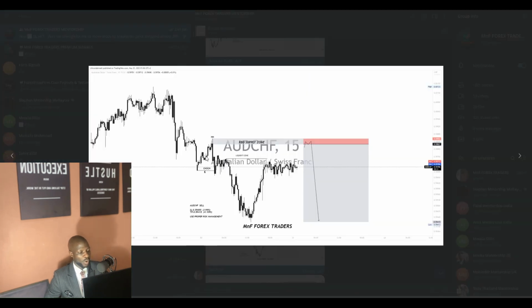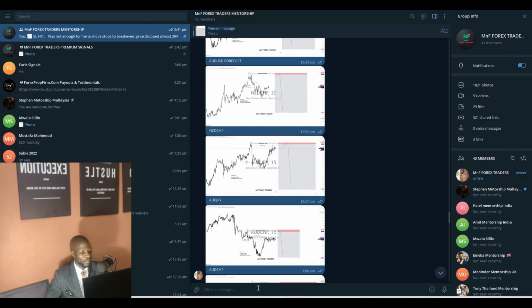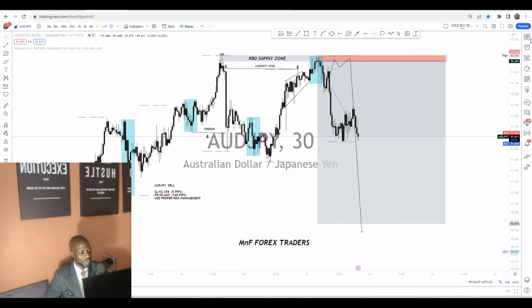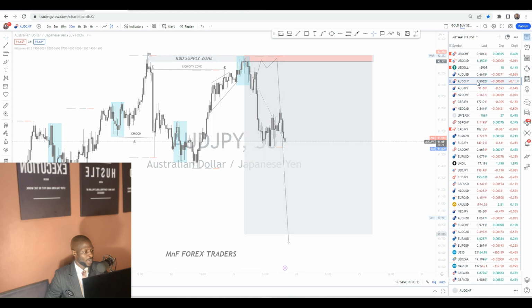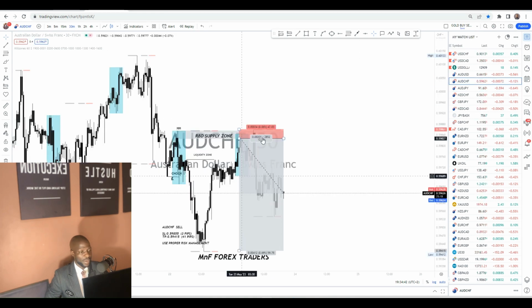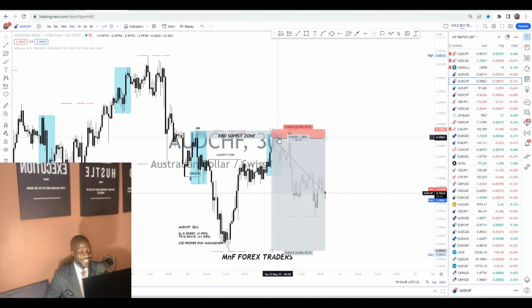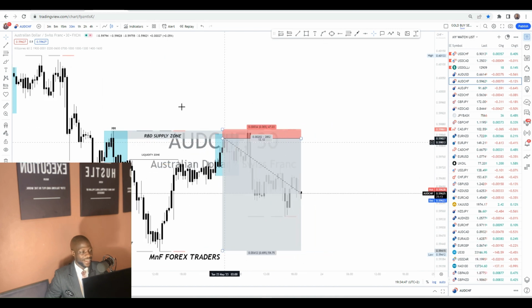So you can see also on AUD Swiss right here, we had that nice rally base drop, supply zone, equal highs, and were waiting for price to come to that level. So let's check out what happened on AUD Swiss. You can see that on AUD Swiss as well, it literally just came into our area, and then we saw the market dropping.